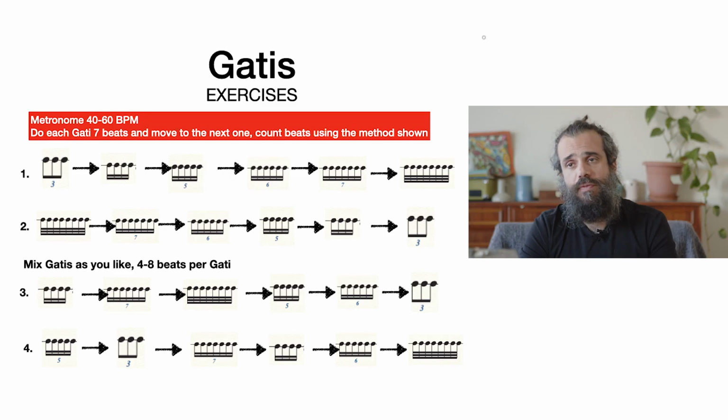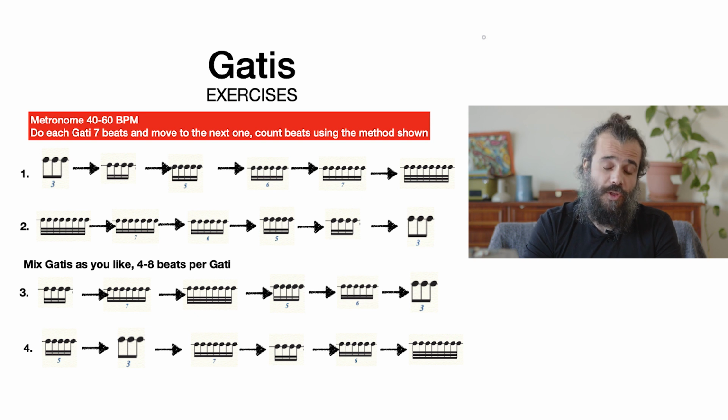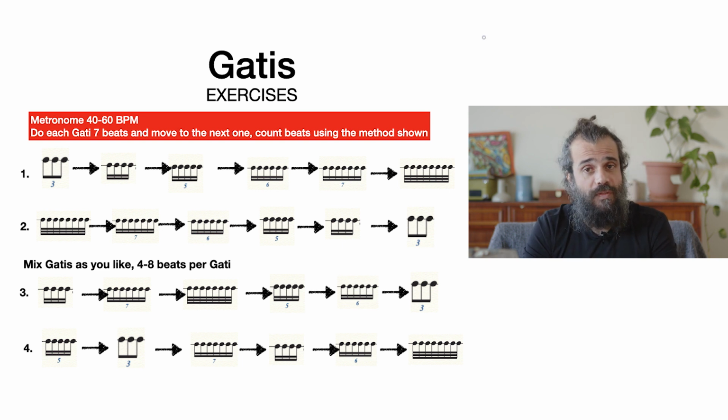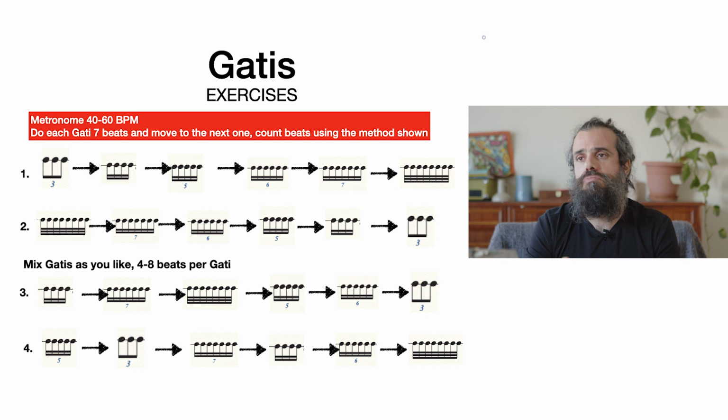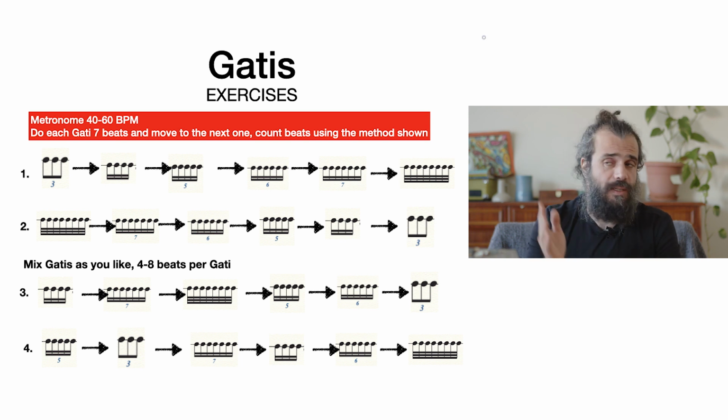Now the third exercise will be: let's try to mix a little bit the gatis. In the examples I have, in the third exercise, I go from chatusra to misra to chatusra second speed to kanda to tisra second speed and to tisra. Or in other words, from 4 to 7 to 8 to 5 to 6 and 3. And in this example, we can do as many beats as you like per gati.